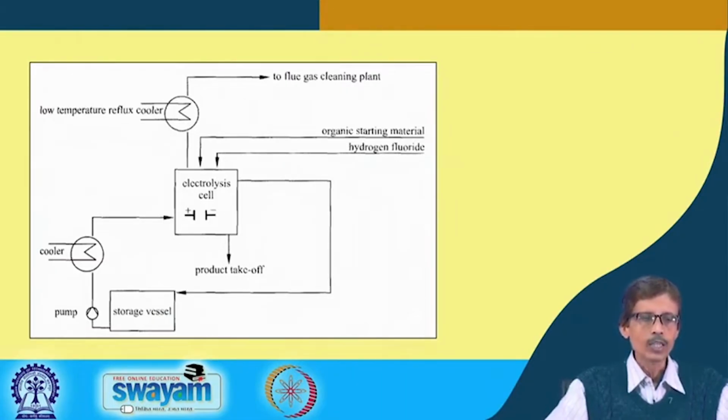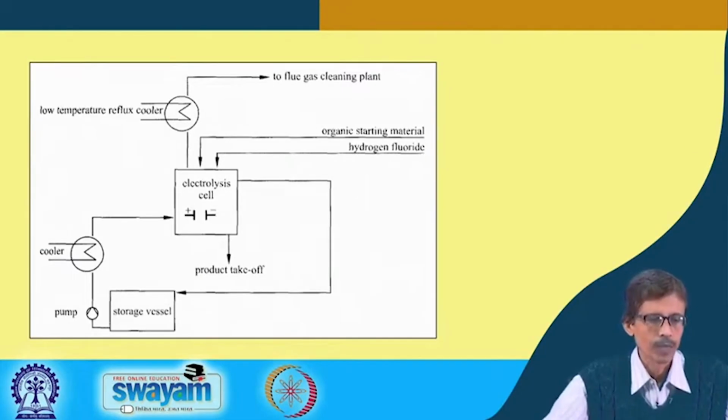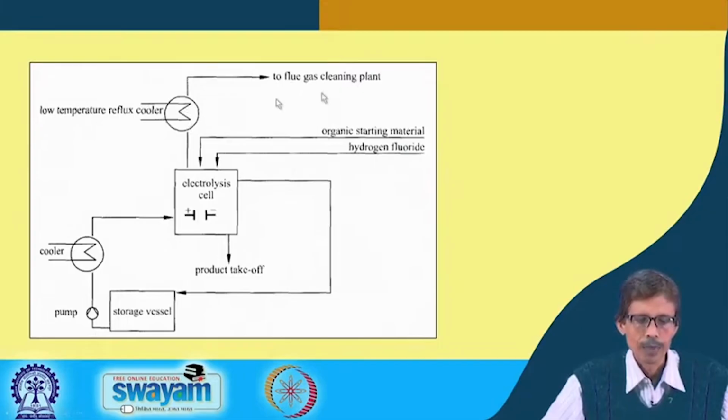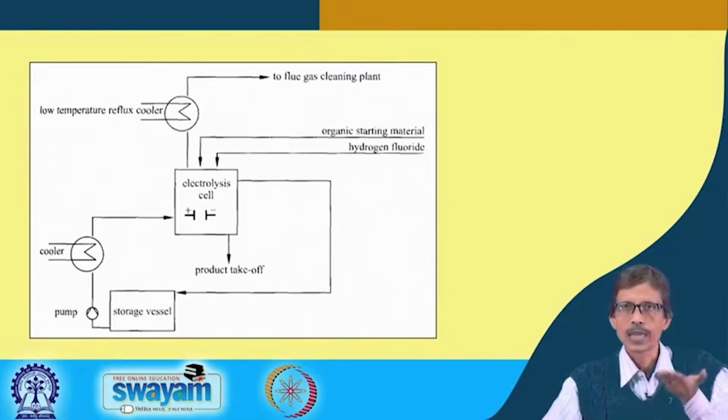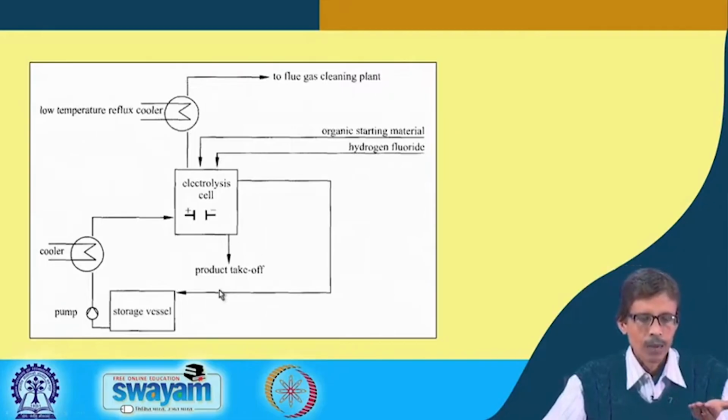During this process you can have the corresponding cooler, as well as sometimes a low temperature reflux cooler is also used, because you have the flue gas cleaning plant, because you get hydrogen, and some amount of HF can also escape out from the reaction medium or the electrolysis cell. So, the product H2 along with your HF can be taken away from the top of the electrolysis cell, because gas will be at the top of the electrolysis cell, but you are on the safer side to get the product P from the bottom of the electrolysis cell.